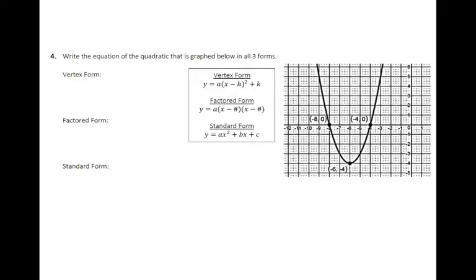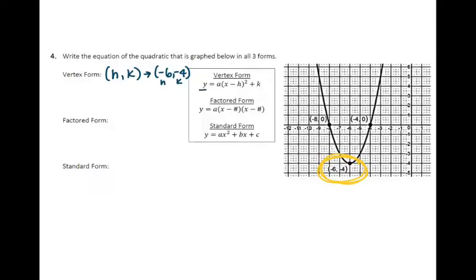Now in order to write the equation for vertex form, we need to know the vertex because that's what h, k is. So if I look at my graph, I can see my lowest point right here at -6, -4. That represents my vertex. So -6, -4. So h is -6 and k is -4.